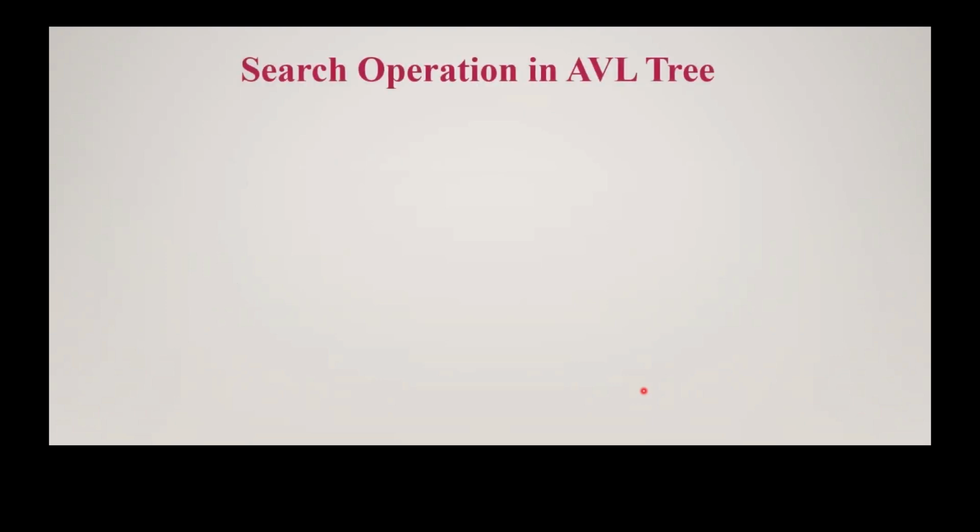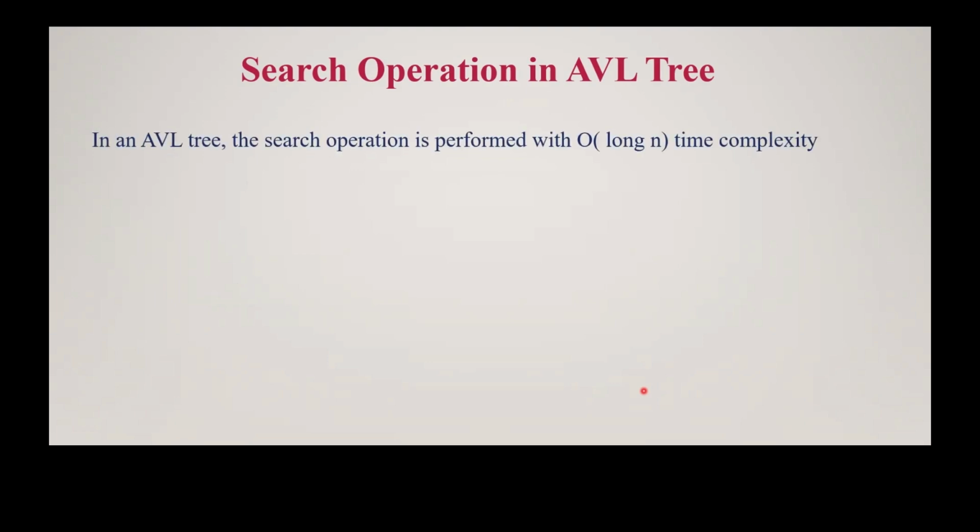So what are the operations available in the AVL tree? There are three types of operations we can perform: searching whether an element is present inside the AVL tree or not, how to insert data into the AVL tree, and how to delete data from the AVL tree. First we have to cover the search operation. Search operation means we are searching whether an element is present inside the AVL tree or not. In an AVL tree, the search operation is performed with time complexity of order log n.